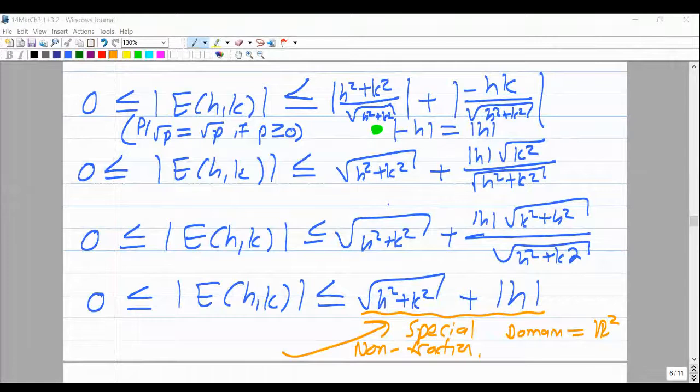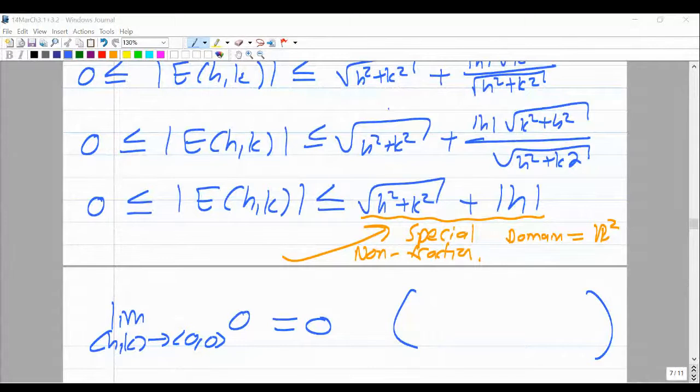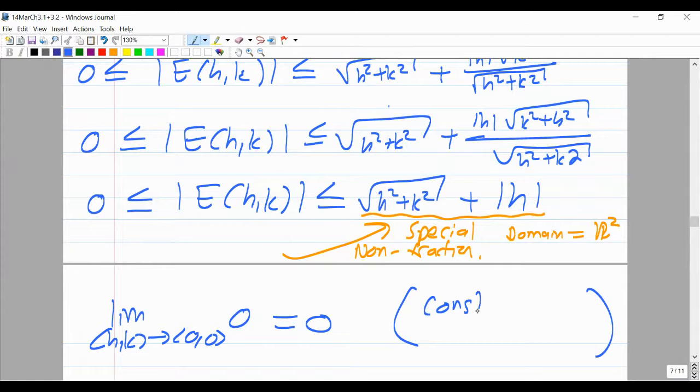Okay, and now let's do the math. The limit as we approach the origin of 0 is equal to 0. Who can tell me what the reason is? Why is the limit as we approach the origin of 0 equal to 0? The constant limit law, Lizuku. Yep, it's the constant limit law.